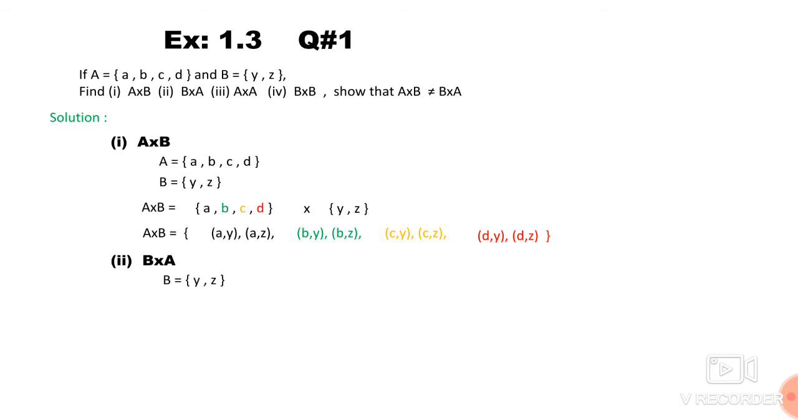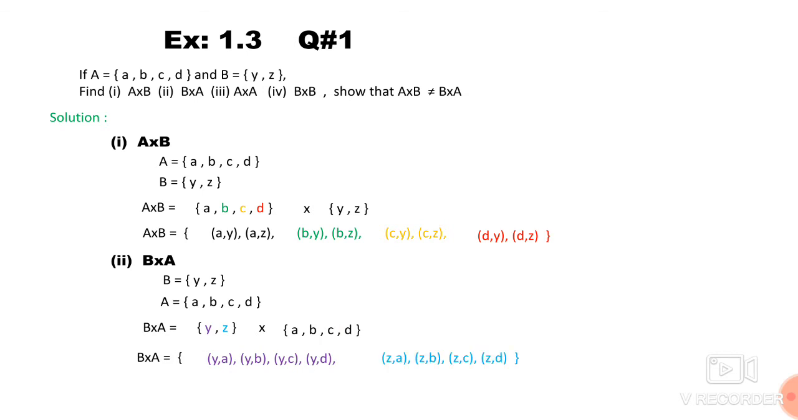To find B cross A, we will write set B first, {x, y, z}, cross, then set A. Now we are making the pairs of this x with a, b, c, d, and then pairs of y and z with a, b, c, and d. B cross A will be xa, xb, xc, xd. These are the pairs of x. Then we will make the pairs of y and z. Again we can see that we have got 12 ordered pairs because we have 3 elements here and 4 elements here, and 3 fours are 12.